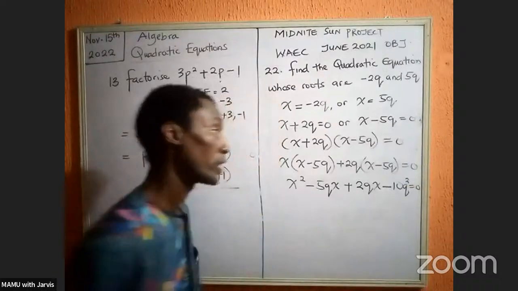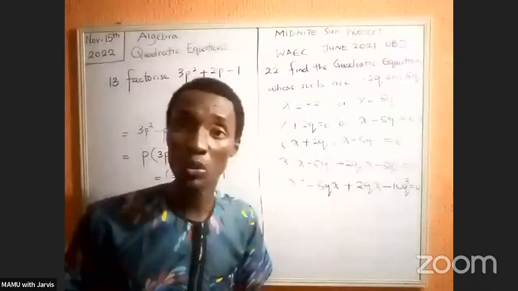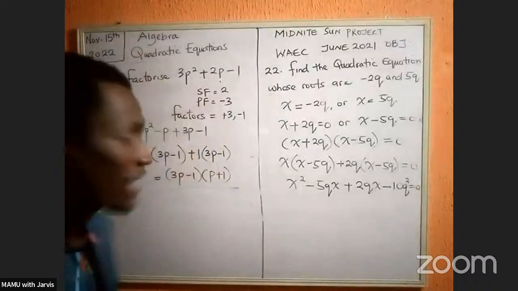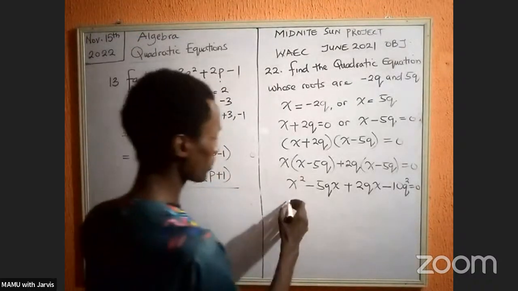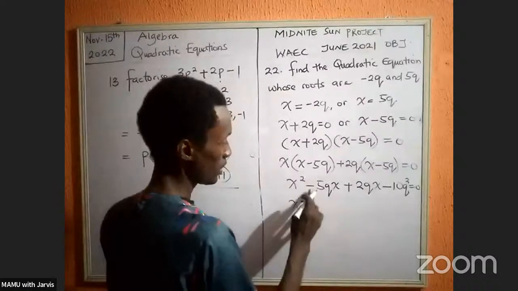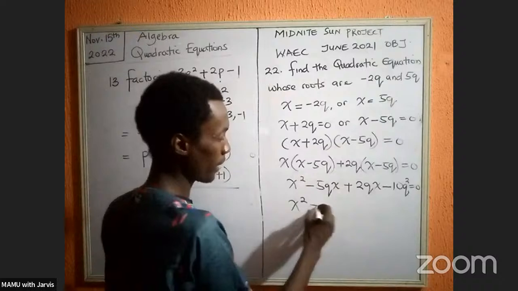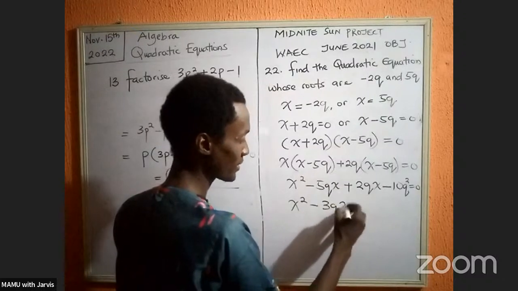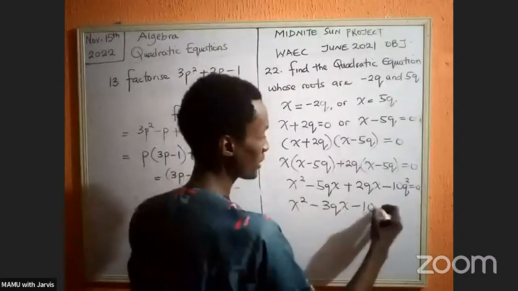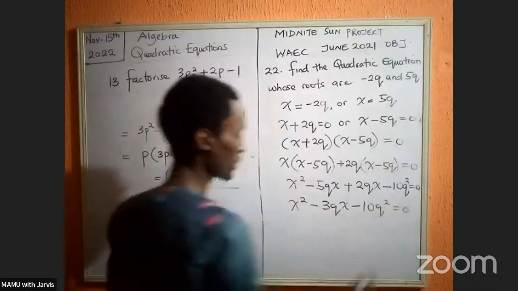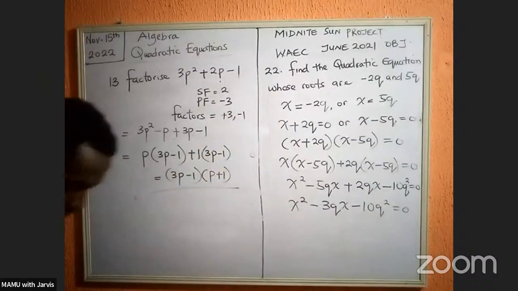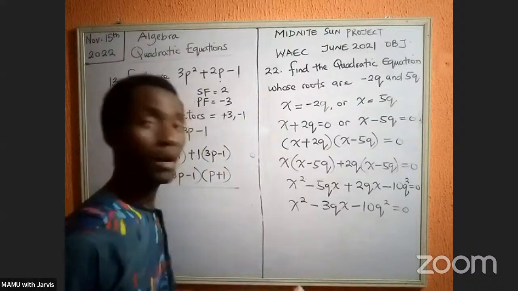Why q squared? Q times q will give me what? Q squared. So that's understood. It will mean that what? This will be x squared, minus 5 plus 2 will give me what? Minus 3qx minus 10q squared equal to 0. And that becomes the solution to that problem.